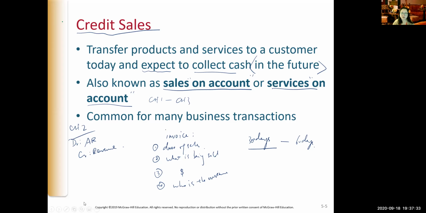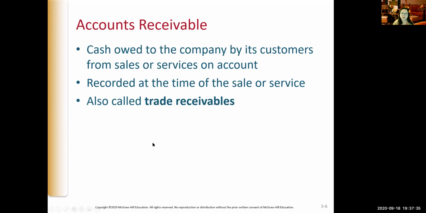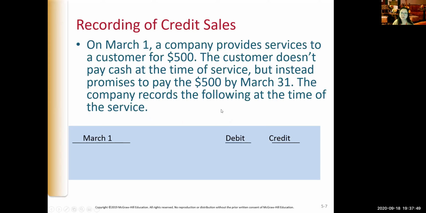Okay, so I just want to give a little bit of overview. Cash owed to the company by its customer from sales or service on account is called accounts receivable, and is recorded at the time of the sale or services, and is also called trade receivables. Let's record one credit sale.